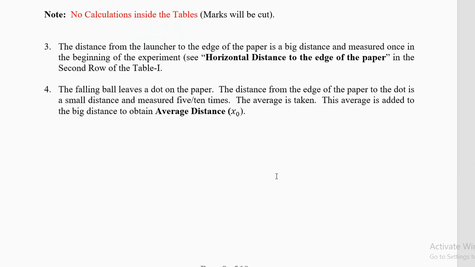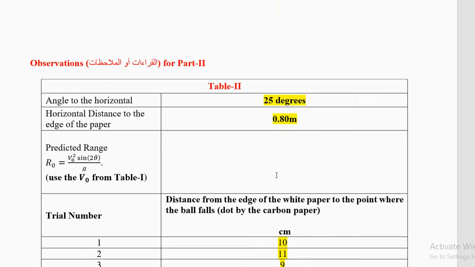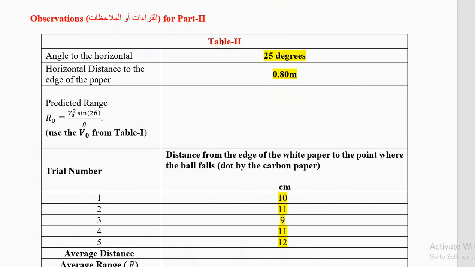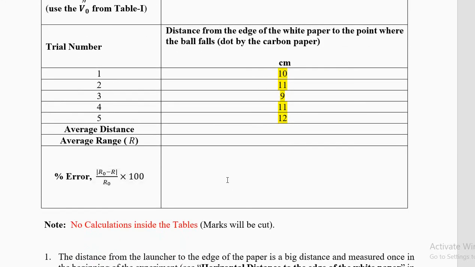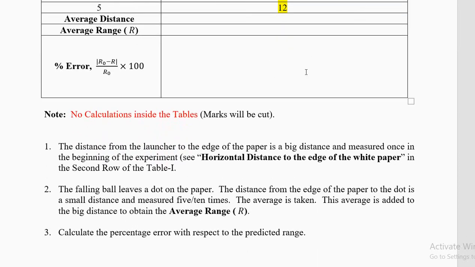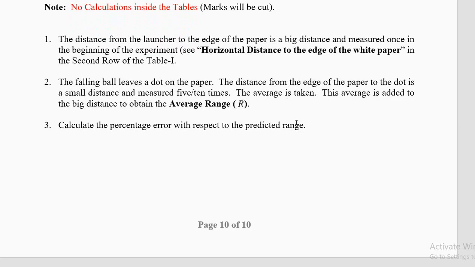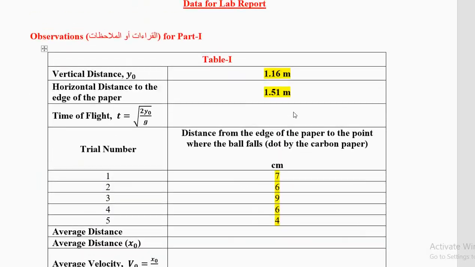If you have any difficulty, ask me in the class. Then table 2 is in part 2. Do the calculation for the range here. Find the average distance, find the average range, then do the percentage error. And that's it. No calculations here, just write the answers in red color. You can write it in any color, but look, I had written it in red color.